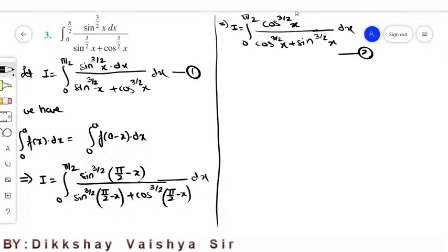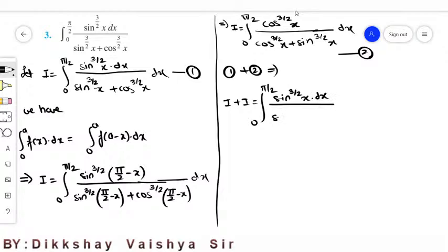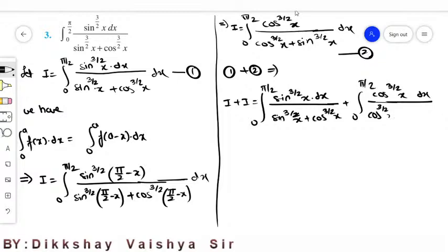Now check that again, denominator of both equations is the same, so 1 plus 2 implies I plus I is equal to integral 0 to pi by 2, what is the first one? Sine raised to power 3 by 2 x dx upon sine raised to power 3 by 2 x plus cos raised to power 3 by 2 x dx, already written, plus integral 0 to pi by 2, then cos raised to power 3 by 2 x upon cos raised to power 3 by 2 x plus sine raised to power 3 by 2 x.